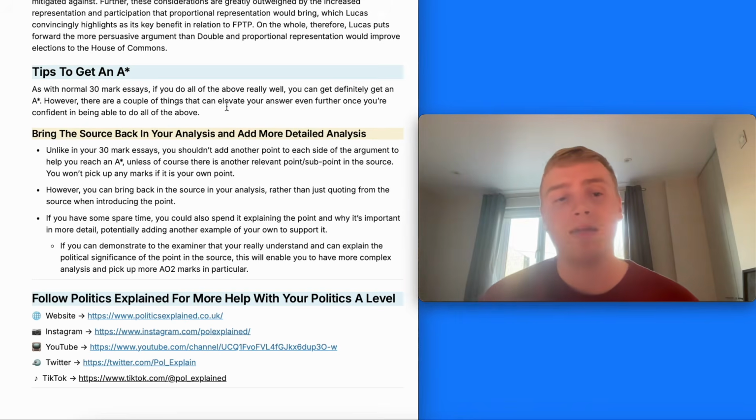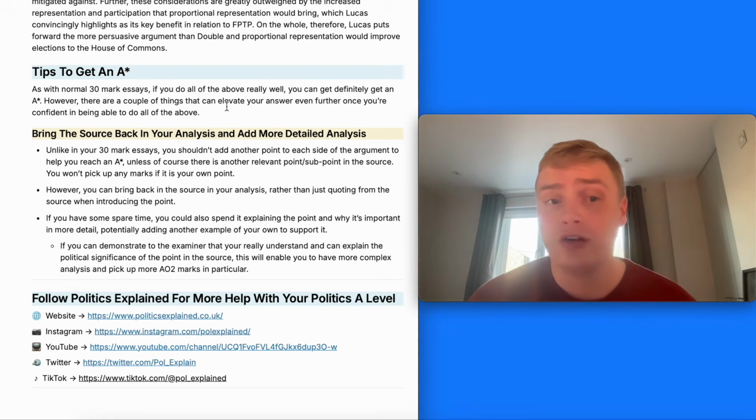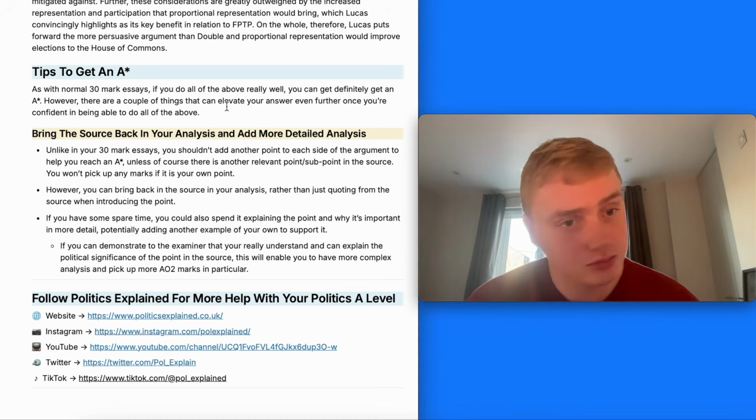The final thing we'll look through, as I mentioned when we were looking through that main paragraph example, is tips to get an A star. As with normal 30-mark essays, if you do all of the above really well, you can definitely get an A star. But there are a couple of things that can elevate your answer. Well, there's one thing in particular, if you're confident in being able to do all the above.